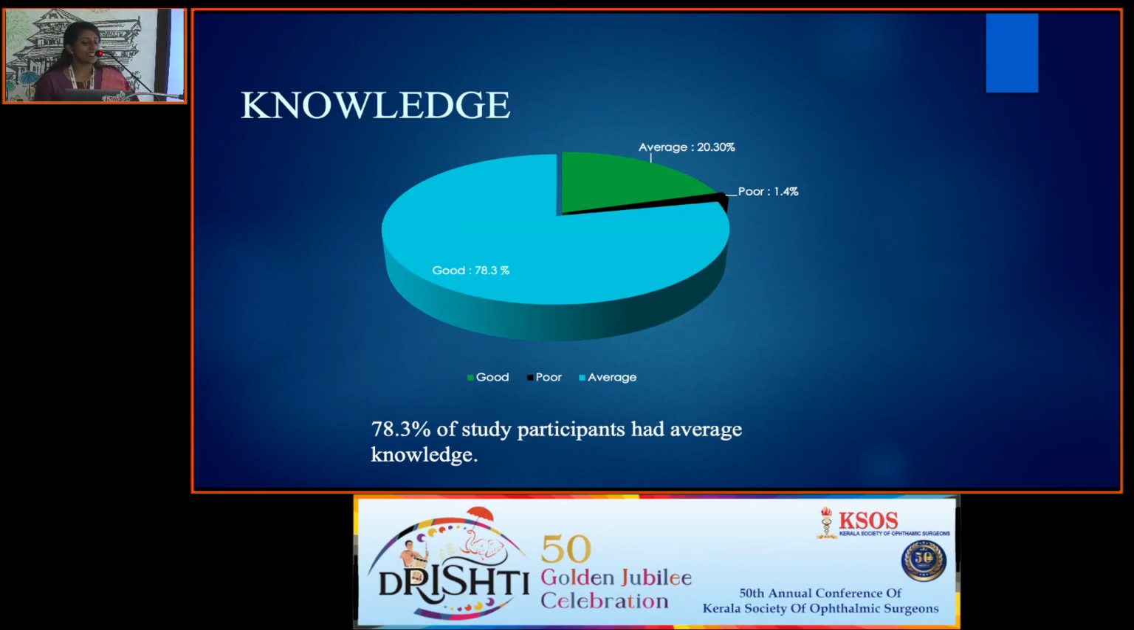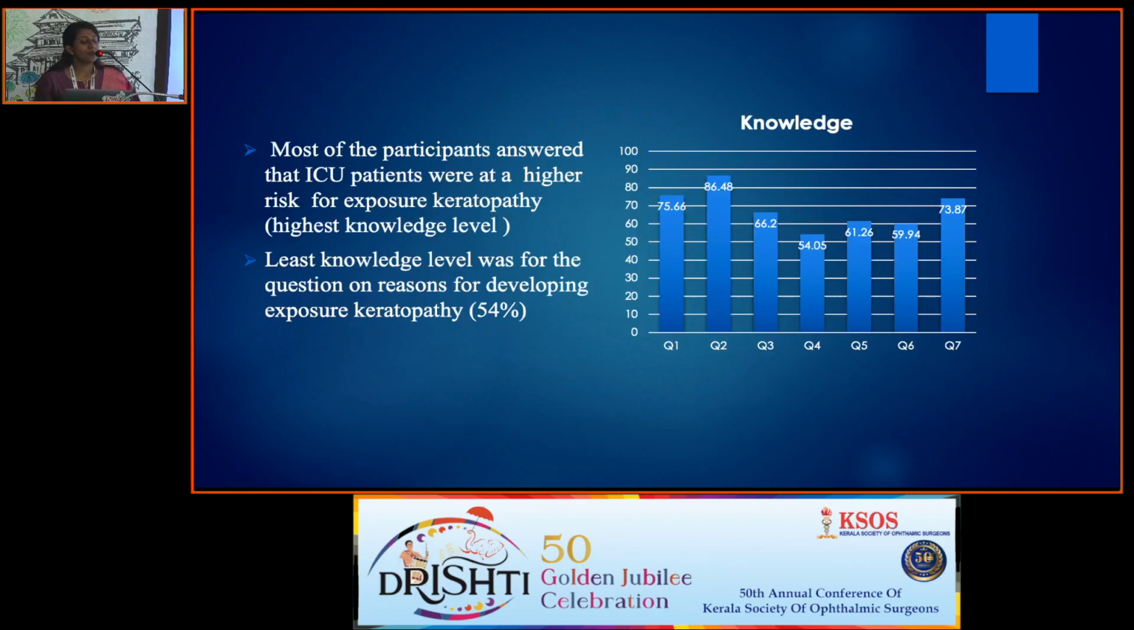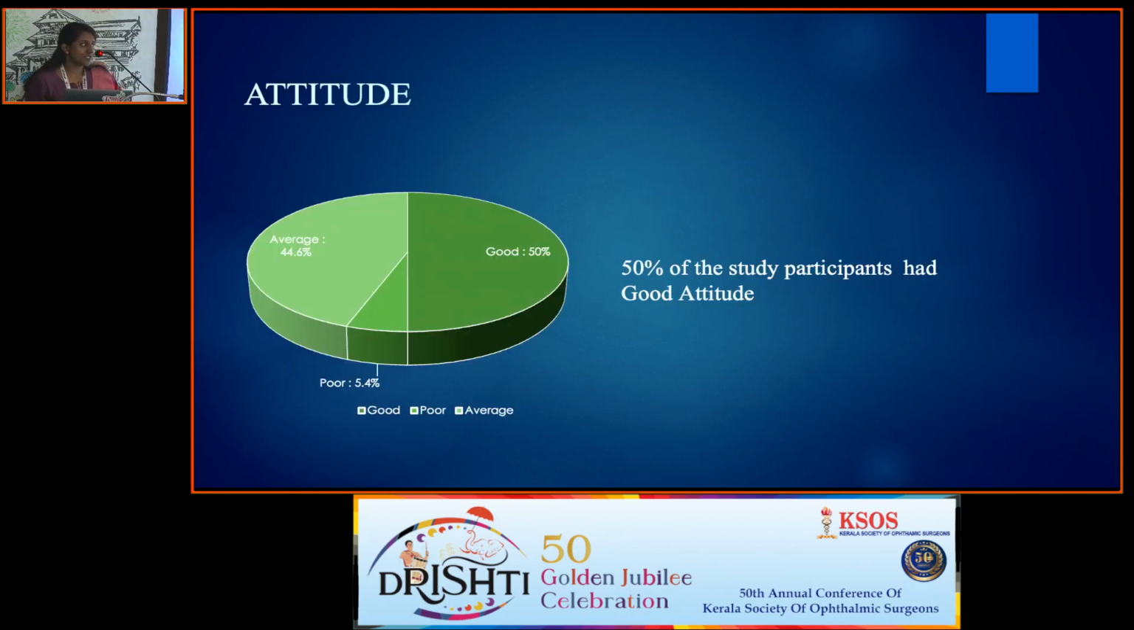78.3% of the participants had average knowledge, and most of the participants answered saying that ICU patients were at a higher risk for exposure keratopathy. As you can see in the bar diagram, it's 86.48%. And the least knowledge was for the question on reasons for developing exposure keratopathy. That is 54%. 50% of the participants in my study had a good attitude.